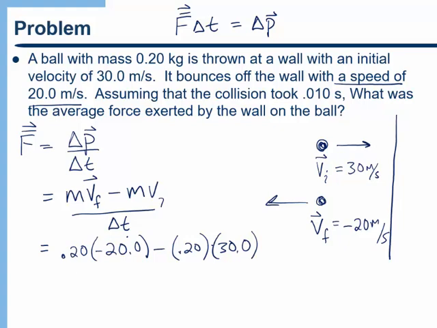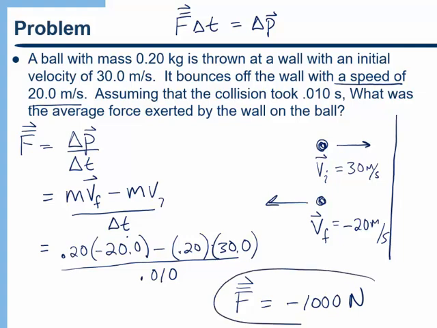In other words, we get a bigger force because the object bounced back versus if it hadn't bounced back at all. If we take that now and divide by the time of 0.010 seconds, what you find is that the force is negative 1,000 newtons. So again, that negative sign simply implies that the force that the wall exerted on the ball was to the left.